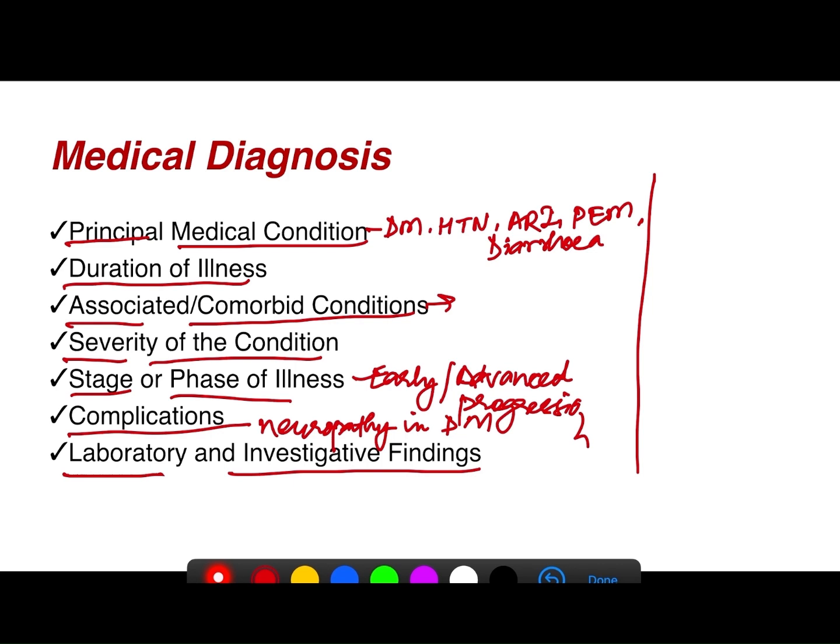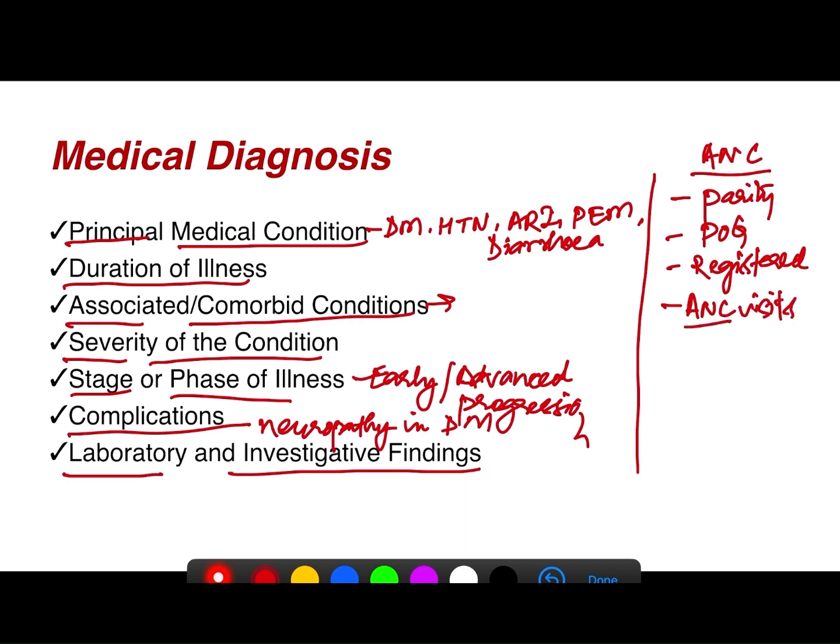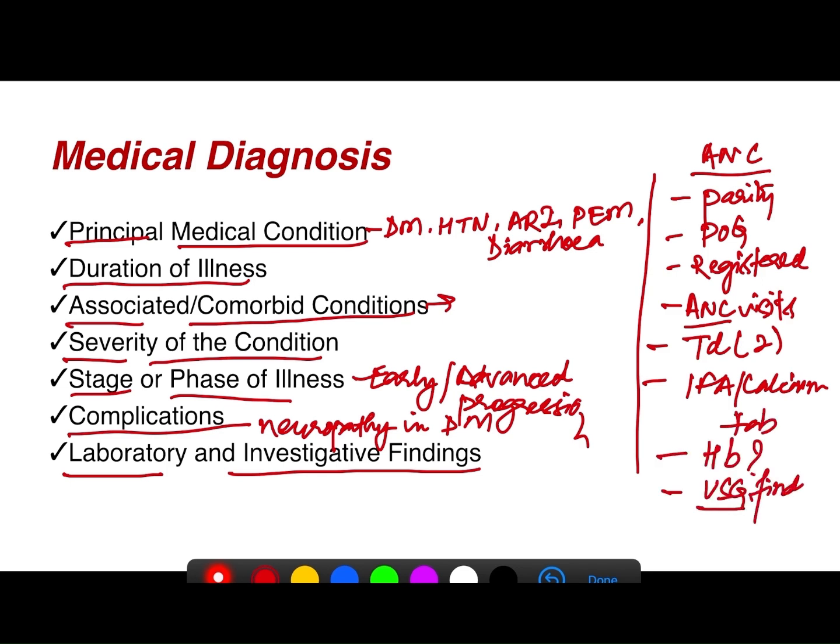We also allot you ANC cases in your examination. So what is to be mentioned in an ANC case? We have to write about the priority of the patient, the period of gestation, whether the patient is registered or not, how many ANC visits the patient has taken, whether the female has received both the TD doses or not, the status of consumption of IFA and calcium tablets, and ultrasound findings. So all these things are to be mentioned in case of ANC.